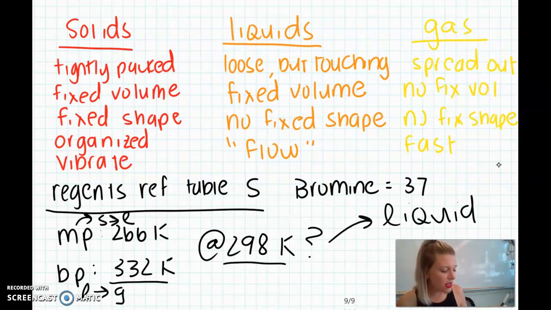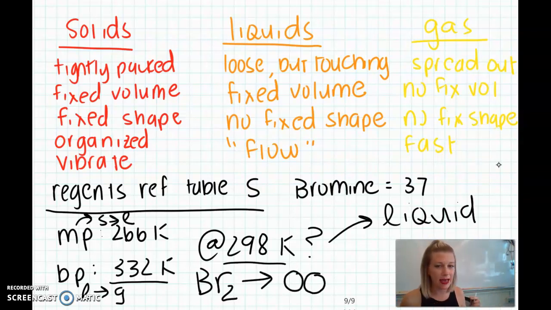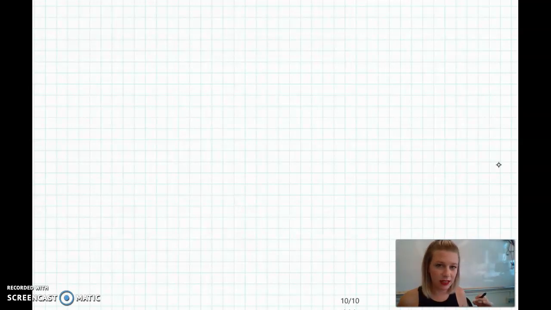So what would that look like in terms of a particle diagram? One thing to remember is that bromine is diatomic, so it is Br2. So in terms of a particle diagram, we might want those two Br atoms to be combined together, but remember they have to be identical. So I want you to go ahead and practice drawing what that would look like as a liquid, so feel free to pause the video if you'd like.